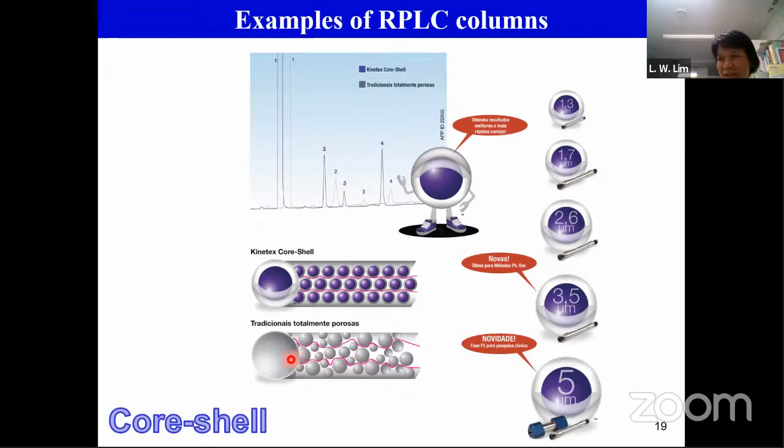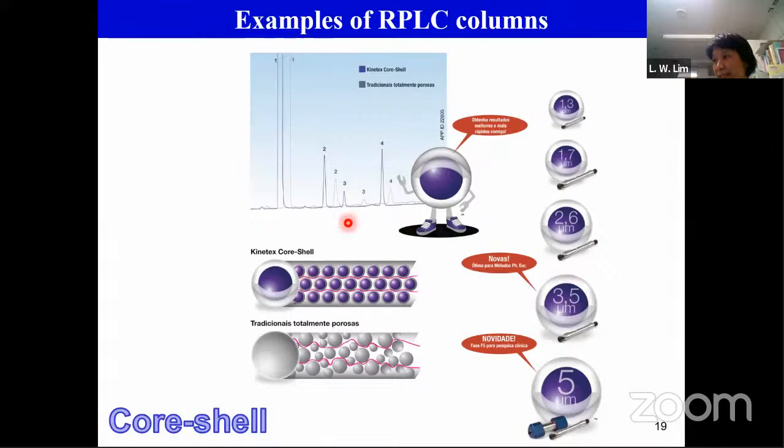Last week, I talked about the Van Deemter parameters. When we have a totally porous particle, the sample spends a longer time because there are different path lengths through the column. But core shell means the core is non-porous and only the surface is porous. The surface determines the separation. So this is also a way to reduce the separation time and at the same time maintain the separation, by coating the porous material on the core.